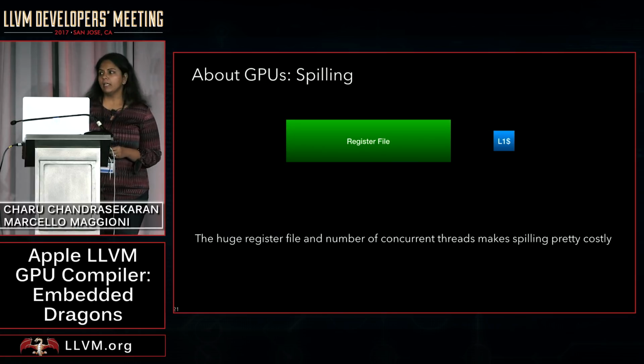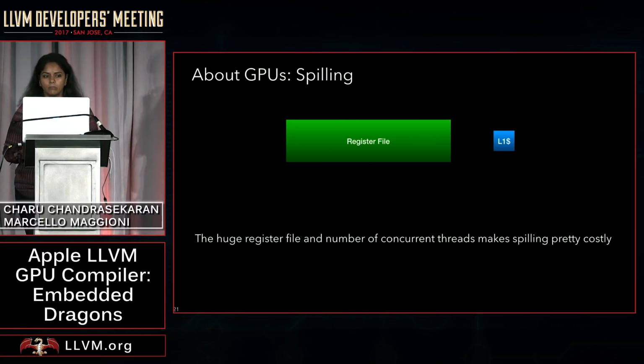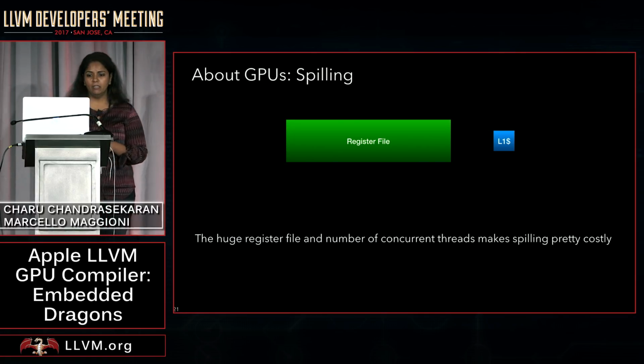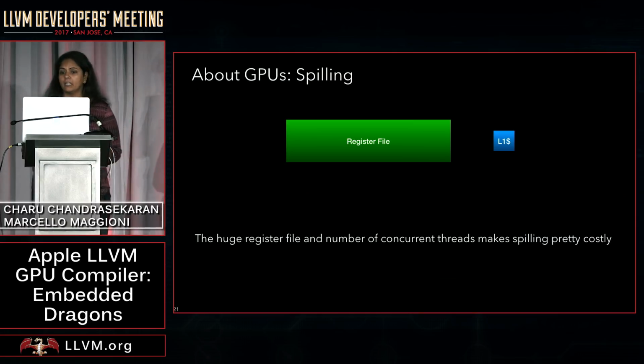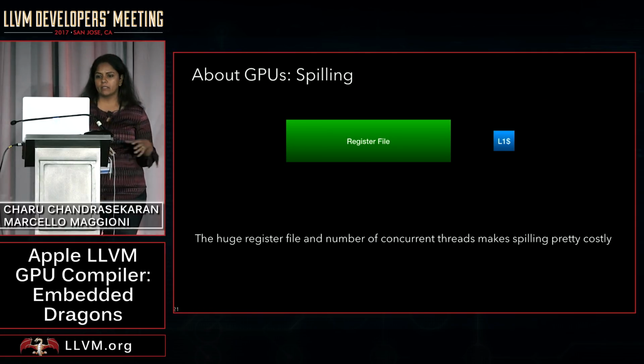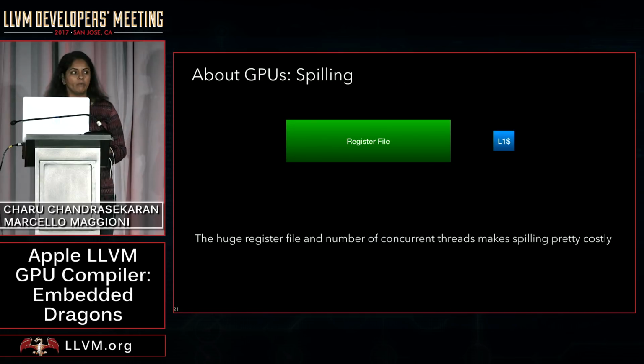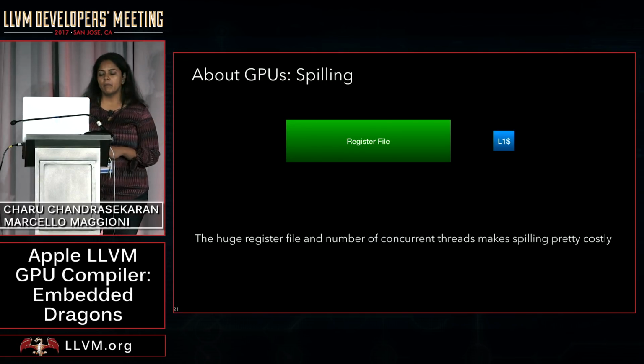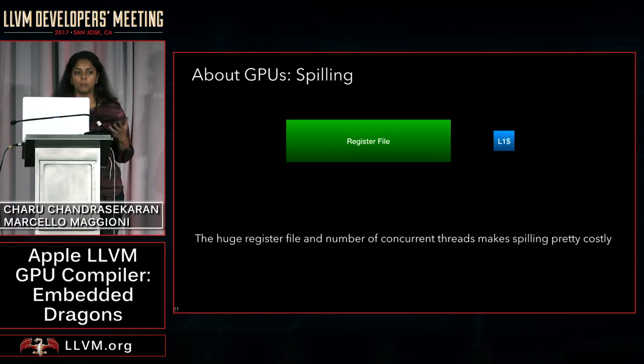Let's understand spilling in terms of the GPU. We have this huge register file, which is used by many concurrent threads that are running on the GPU at the same time. If the threads must spill data, because they're all executing the same kernel, then we end up in a situation where all of them end up spilling at the same time. And this puts a lot of pressure on the memory and the caches because they're all trying to access the memory and caches at the same time.